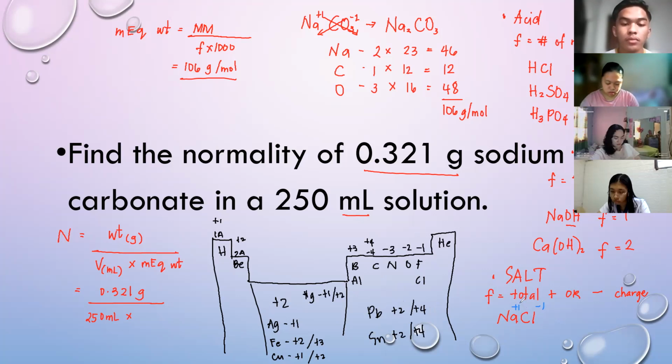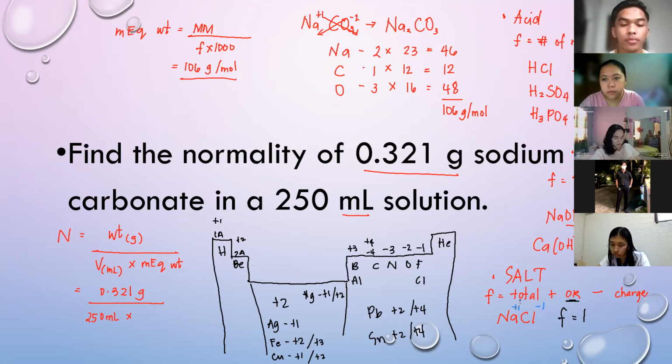Now, balikan natin si sodium. Yung kanyang charge, positive 1 or negative 1. Ang F nito class, 1. Okay? The F is 1. Take note, total, and then take note of the word or. Meaning, hindi natin sila i-add. Kailangan lang natin yung number dyan. Now, since parehas yan sila 1, automatic the F is 1. Okay? For sodium chloride. Pero, tingnan natin si sodium carbonate. Si sodium carbonate is Na2CO3.